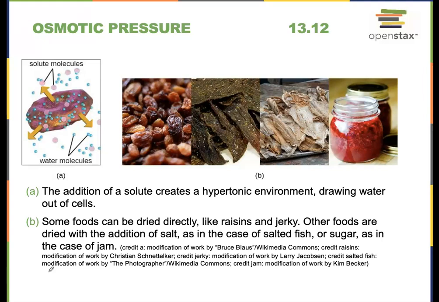Okay, so here are different images, right? So again, osmotic pressure, we talked about this, where we have a lot of solute molecules outside the cell. This was the cured salmon example, and it just pulls the water out of the cells, creating, if it's a bacterial cell, plasmolysis. Some foods are dried directly, right? Just leave them out or use your oven, just low heat for a long time. So raisins or jerky. And then other times, right? We talked about jams. You can kill the microbes using that osmotic pressure.